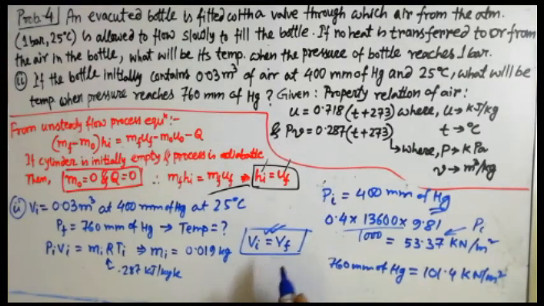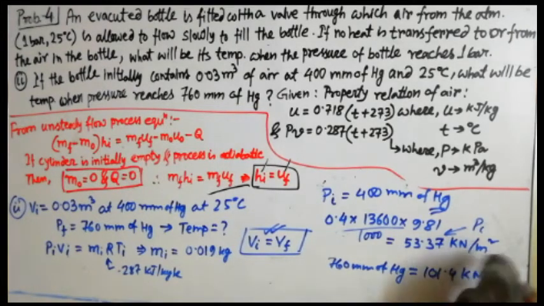That's why Vi and Vf, that is the volume of gas at the initial stage and the volume of the gas at the final stage, will remain the same, because the boundary of the gas remains constant. The boundary means the inside volume of the bottle, and that remains constant.